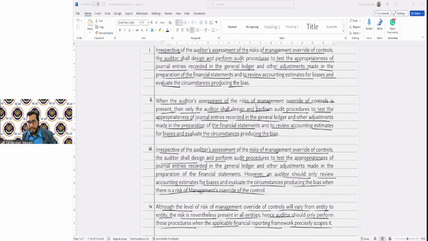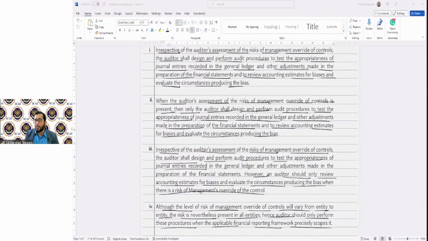Now, when it is a significant risk, irrespective of the auditor's assessment, irrespective of my assessment, whether this is a significant risk or not, I need to perform the following procedures. I need to design and perform the following audit procedures. Number one, test the appropriateness of the journal entries recorded in the general ledger and other adjustments made in the preparation of the financial statement. And for that, I need to make inquiries. I need to select journal entries. I need to consider the need to test for journal entries and other adjustments throughout the period.